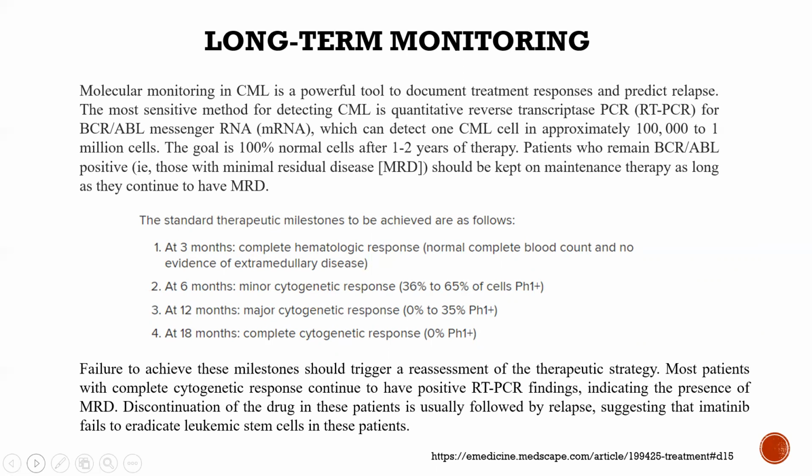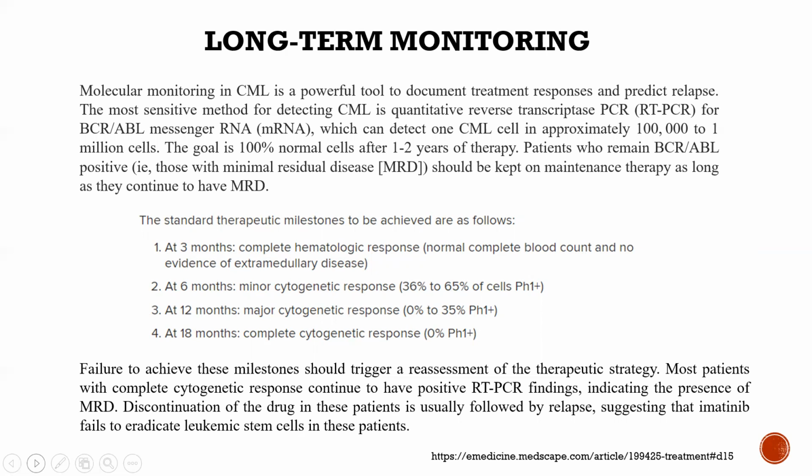Patients who remain BCR-ABL positive should be kept on maintenance therapy as long as they continue to have minimal residual disease. The standard therapeutic milestones to be achieved are as follows. At 3 months is complete hematological response, at 6 months minor cytogenetic response, at 12 months it's major cytogenetic response, and at 18 months, it's complete cytogenetic response. So no Philadelphia chromosome should be present at the end of the treatment. Failure to achieve these milestones should trigger a reassessment of the therapeutic strategy.